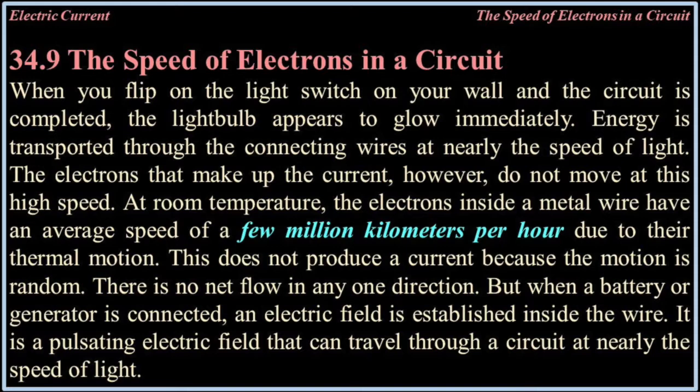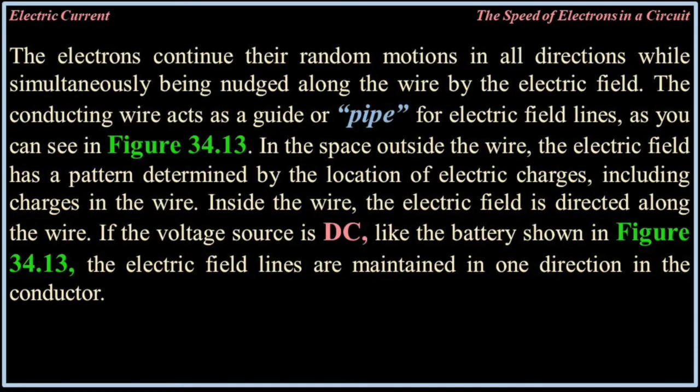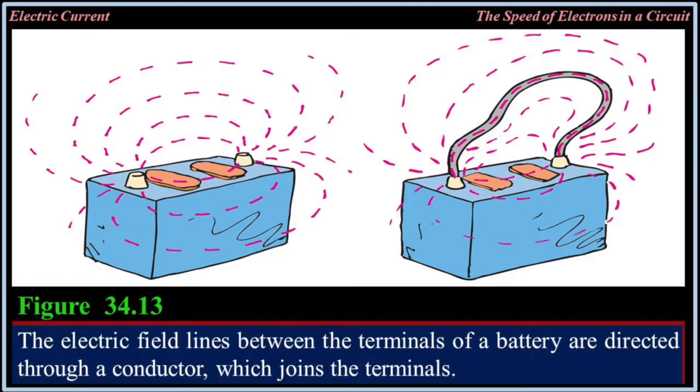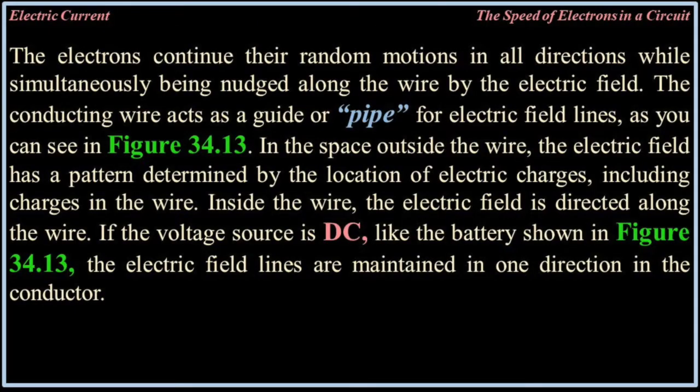It is a pulsating electric field that can travel through a circuit at nearly the speed of light. The electrons continue their random motions in all directions while simultaneously being nudged along the wire by the electric field. The conducting wire acts as a guide or pipe for electric field lines, as you can see in Figure 34.13. In the space outside the wire, the electric field has a pattern determined by the location of electric charges, including charges in the wire. Inside the wire, the electric field is directed along the wire.